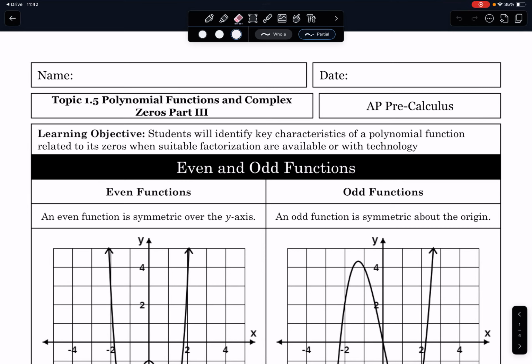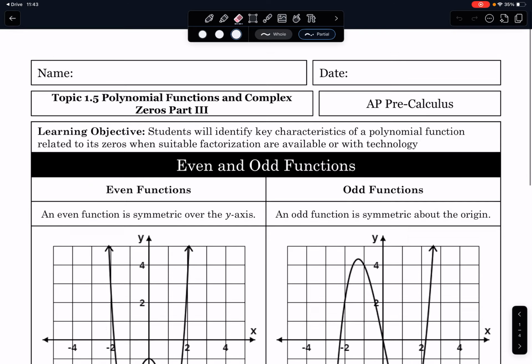In topic 1.5, polynomial functions and complex numbers part 3, we're going to identify key characteristics of polynomial functions related to zeros when suitable factorizations are available or with technology. And for this particular lesson, we're going to focus on even and odd functions. Identify when a function is even and how that correlates to the symmetry, and when a function is odd and how that correlates to its own symmetry.